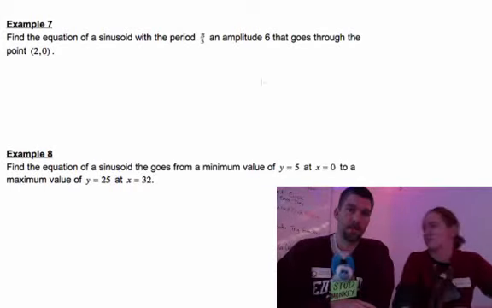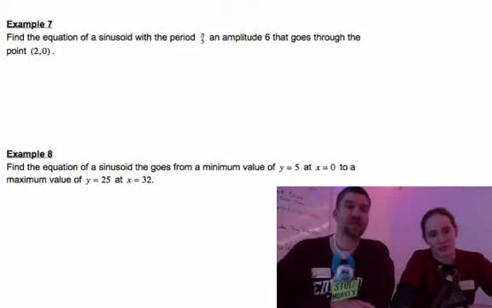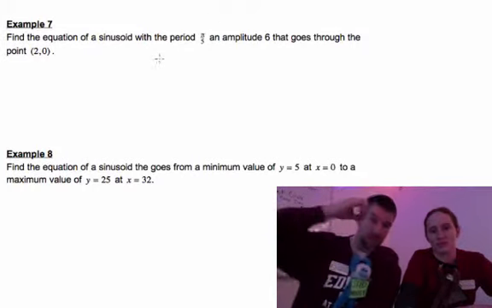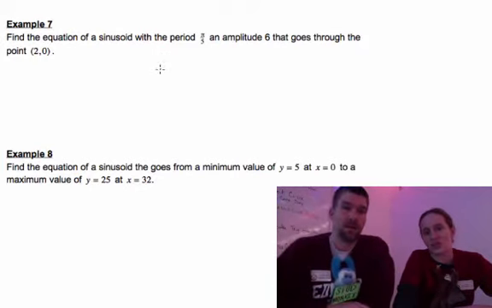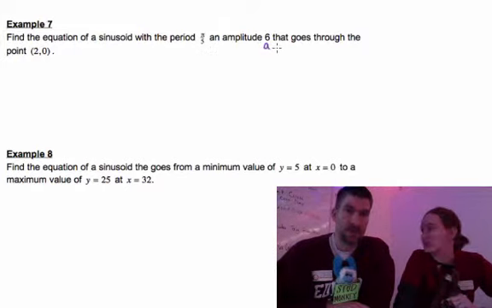Example 7. We're going to find the equation of a sinusoid. Remember, that's a sine curve, with a period of pi over 5, an amplitude of 6, and it goes to the point (2, 0). Okay, so let's think about what we know. We know the amplitude is 6. That's our A.